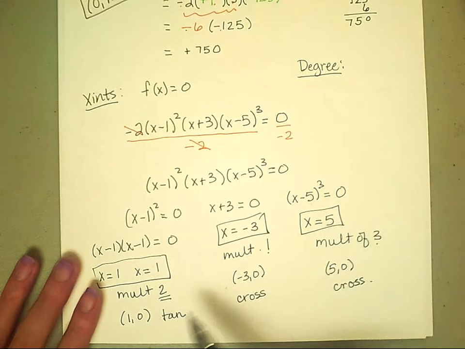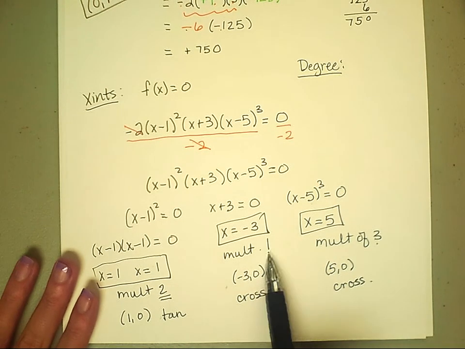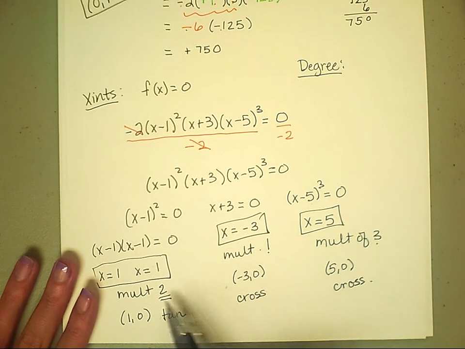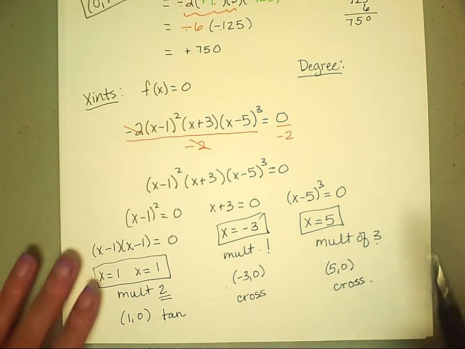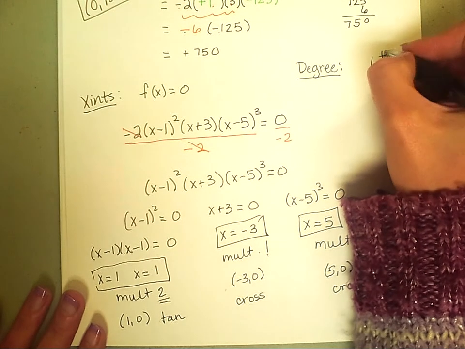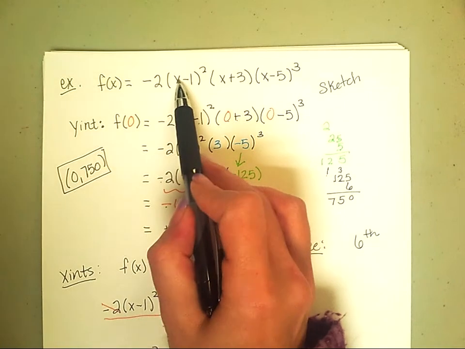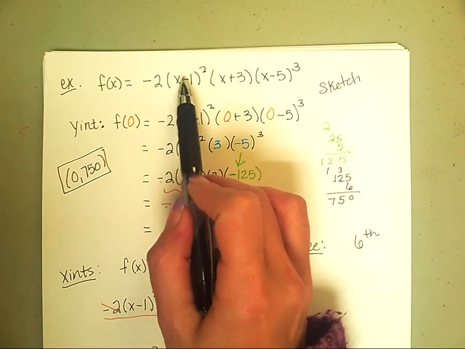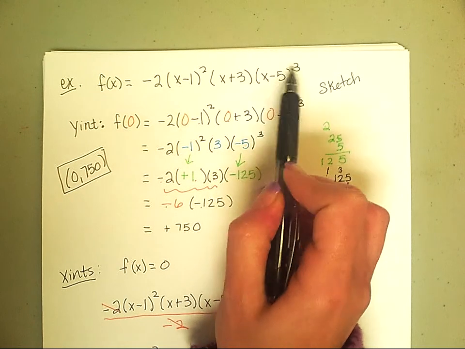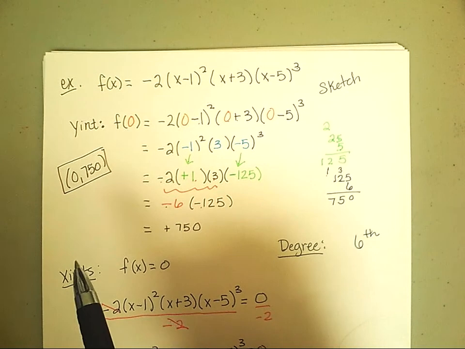Okay, now we need to talk about the degree of the polynomial. So here's a multiplicity of 2, that's 1, and that's 3. If you add all these up, 2 plus 1 is 3, plus 3 is 6. This has to be a 6th degree. You can also read that from here, but be careful, you can only do that when these are linear. So here's 2, 3, and 3 more is 6.